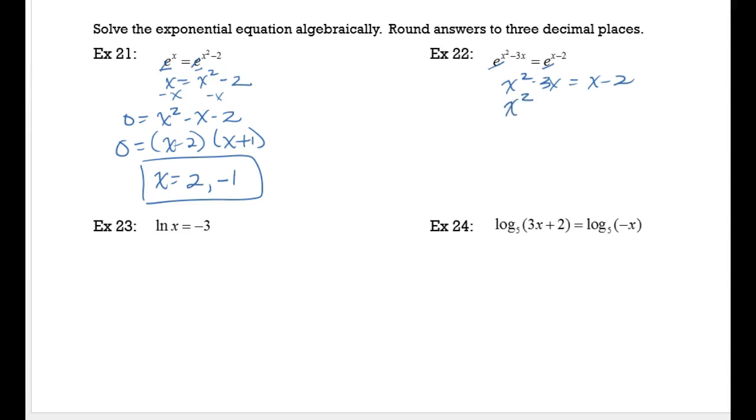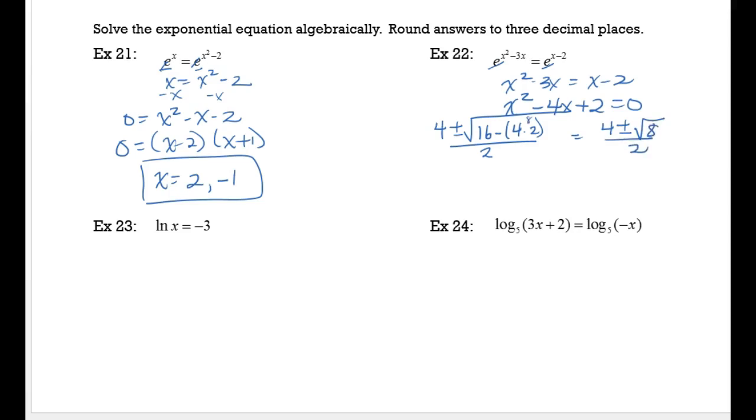So x squared minus 4x plus 2 equals 0. Well, that does not factor. So I'm going to use the quadratic formula. So it's going to be 4 plus or minus the square root of b squared, which is going to be 16, minus 4 times a times c, over 2a. Well, that gives me 4 plus or minus the square root of, that's 8. So square root of 8 over 2.